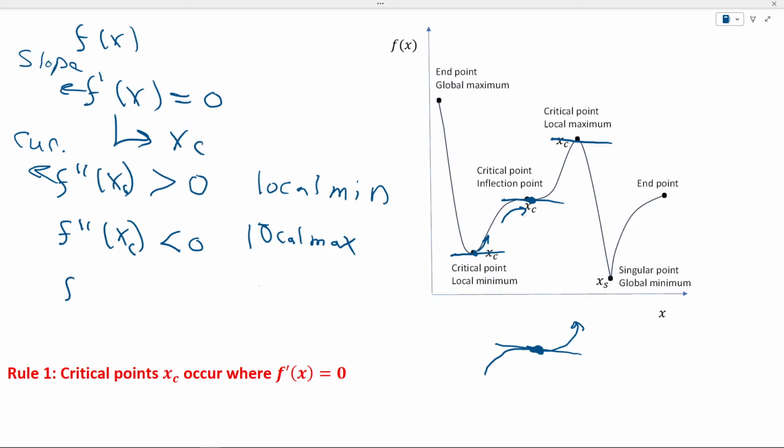So if the second derivative at this critical point is equal to 0, this means that this is an inflection point. This one is curving upward, a local minimum. This one is curving downward, a local maximum. This one is not curving, that's an inflection point. And that's how I use the second derivative test.